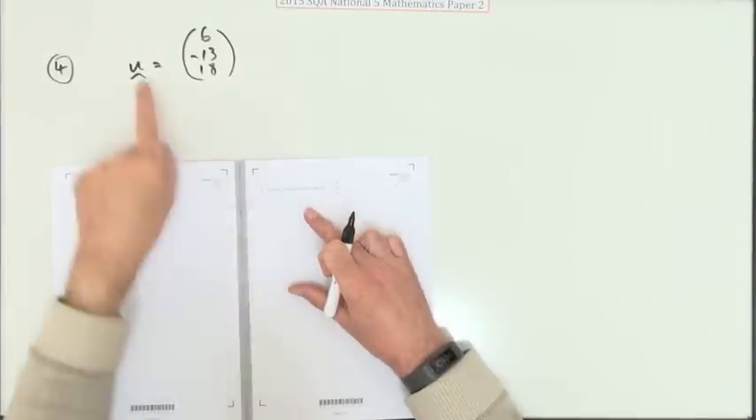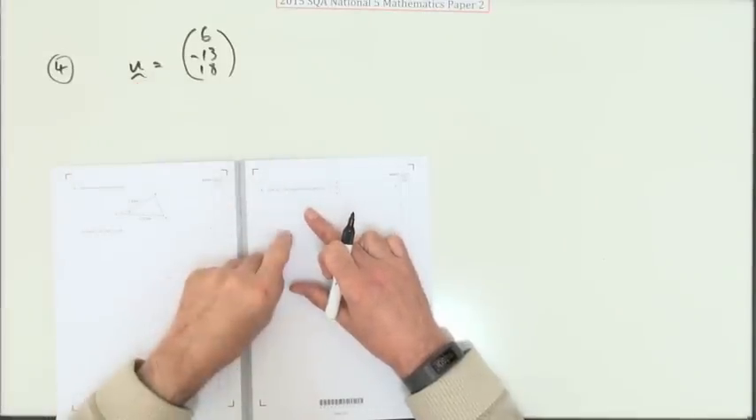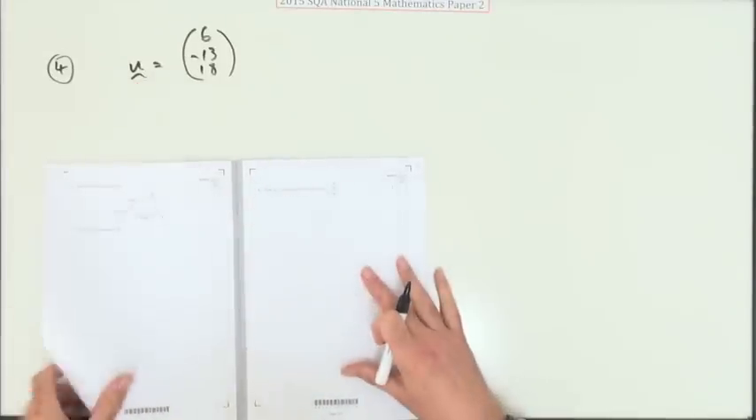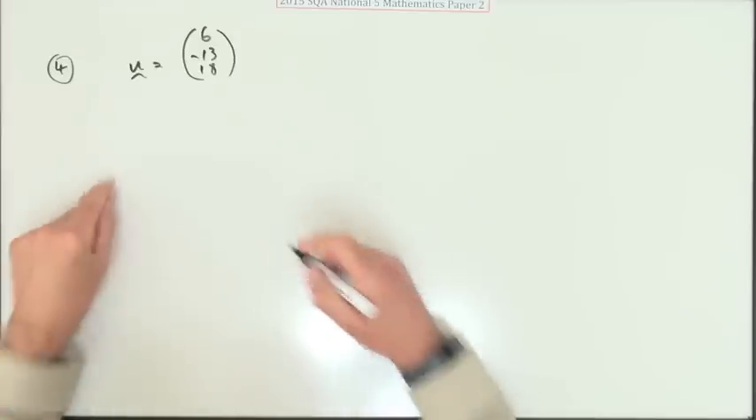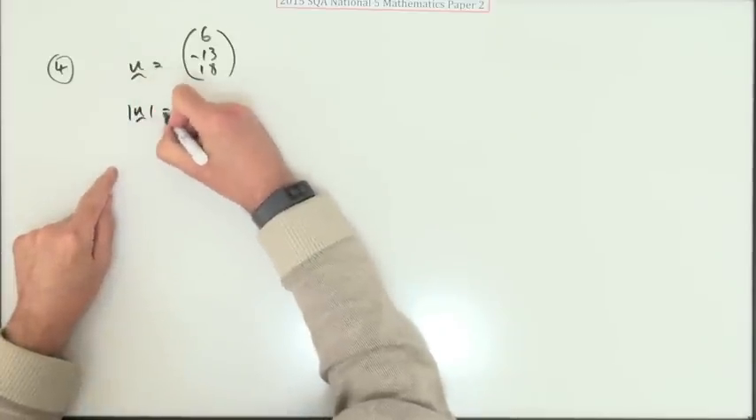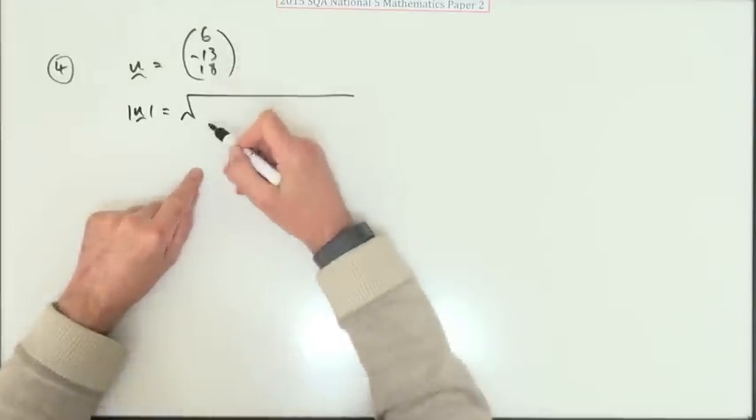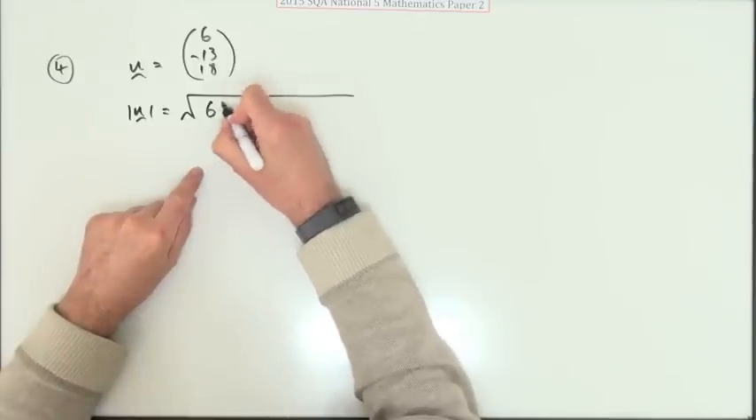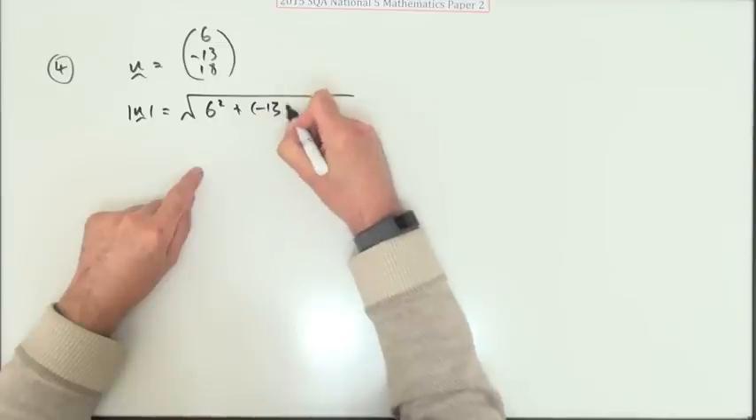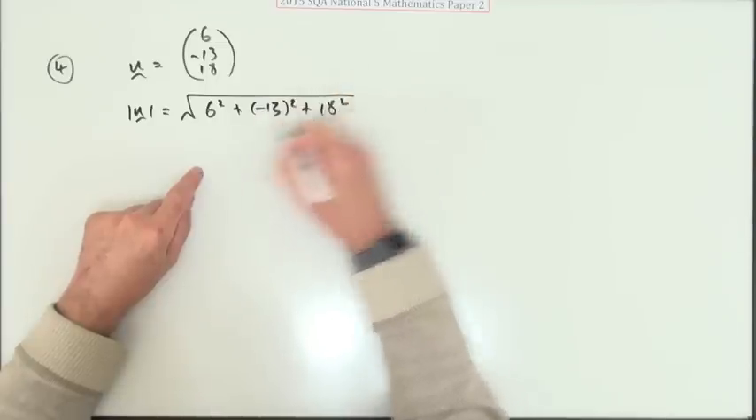Number four, you're given this vector and you've defined its magnitude. Well, what's the length of that vector? What's its magnitude? Well, the magnitude of that will be, well, it's just Pythagoras in three dimensions. So square the components, add them and take the square root. So it'll be 6 squared, negative 13 squared and 18 squared.